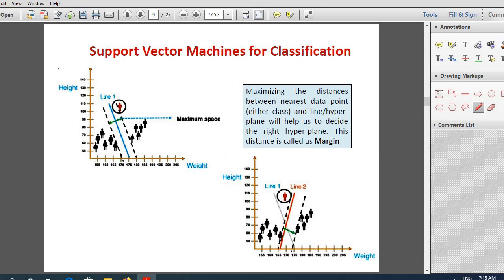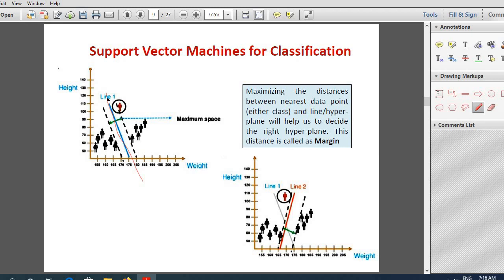So, the thing is that suppose you have taken this particular line. I am talking about line 1 first. So, this is one possible line that can classify the data, right? This line is one particular line which can classify into two classes.